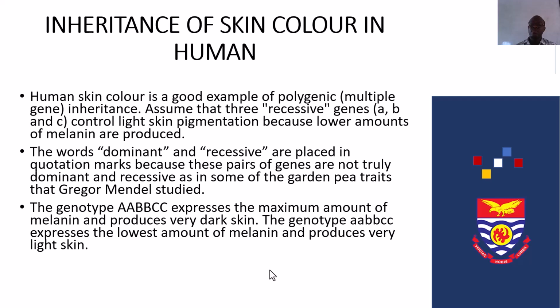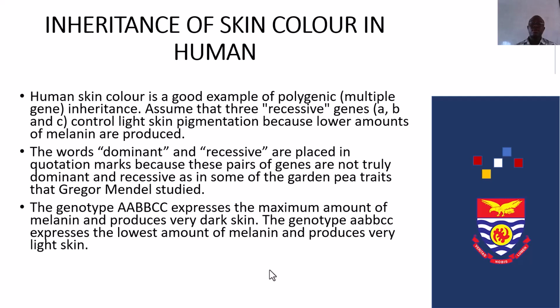The genotype AABBCC expresses the maximum amount of melanin and produces very dark skin. The genotype aabbcc expresses the lowest amount of melanin and produces very light skin. Human skin color is a good example of polygenic, that's multiple gene, inheritance.